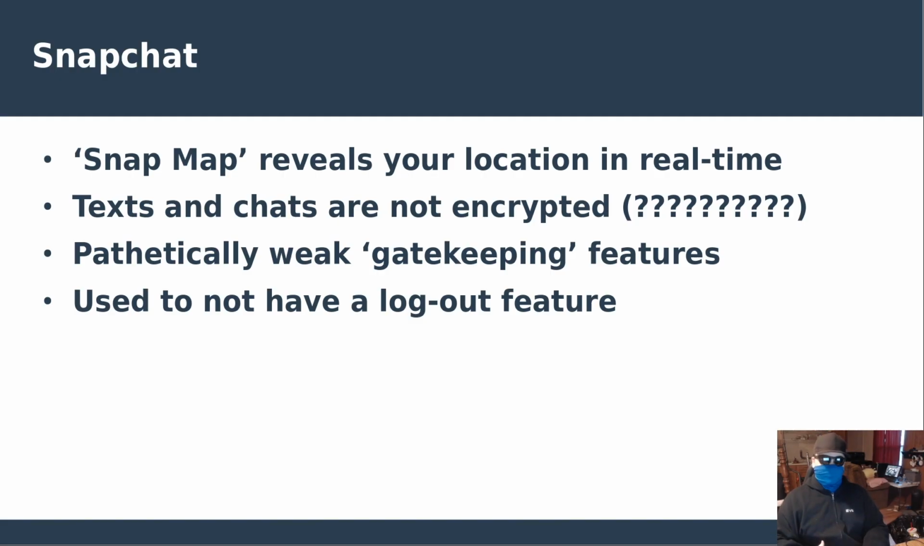Now, I've never used Snapchat at any point. I've never installed it or anything. So I had to do my own research on this, but I found 4 major things. So the first one is Snap Map reveals your location in real time. Apparently you could use the Snap Map and give it your location data and it would just update your location in real time.